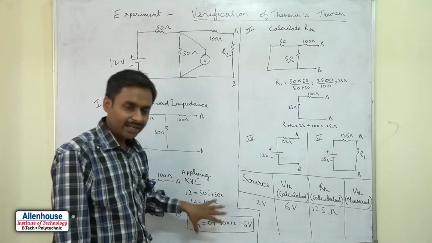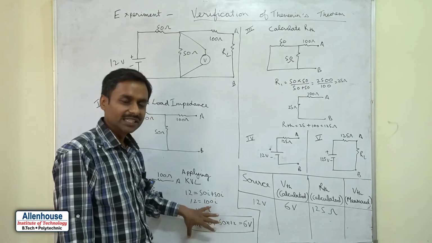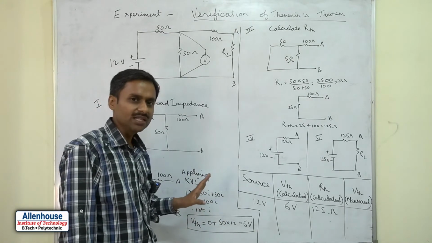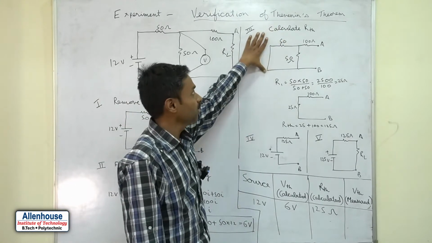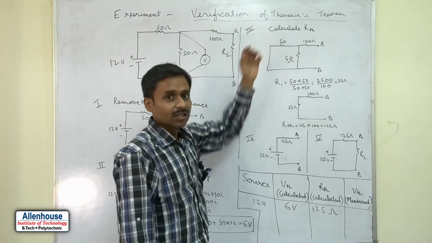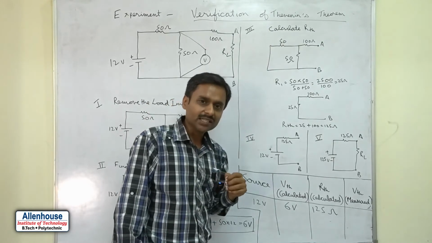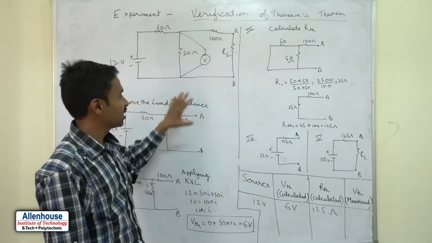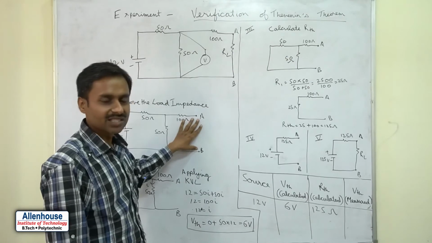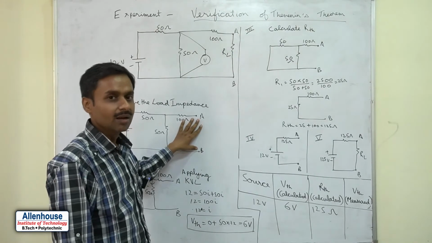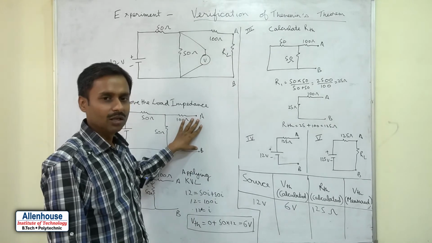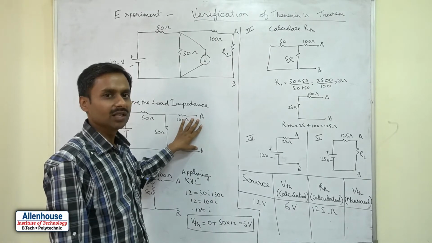So our calculated V_Th is 6 volt. Now, the second part of the same question: we calculate R_Th. What is the method of calculating R_Th? R_Th is the equivalent resistance looking from the load terminal with the load open-circuited, by short circuiting all the voltage sources and open circuiting all the current sources.